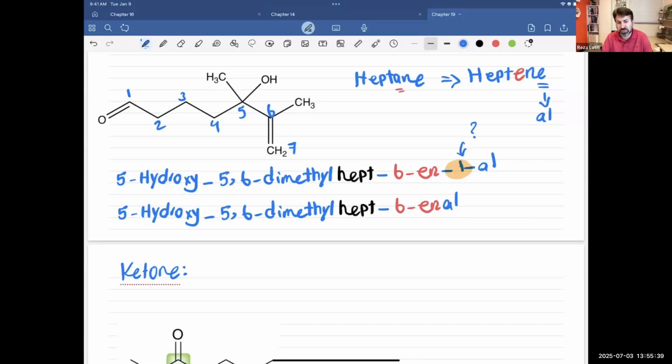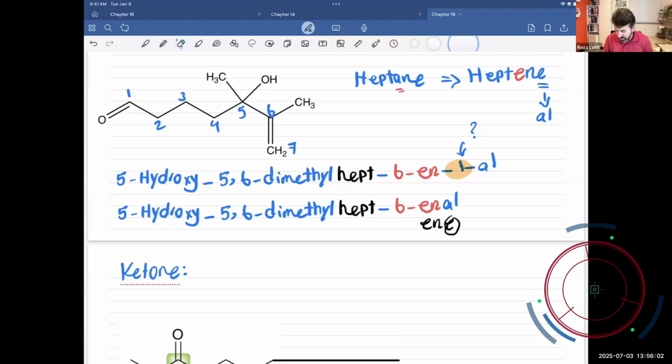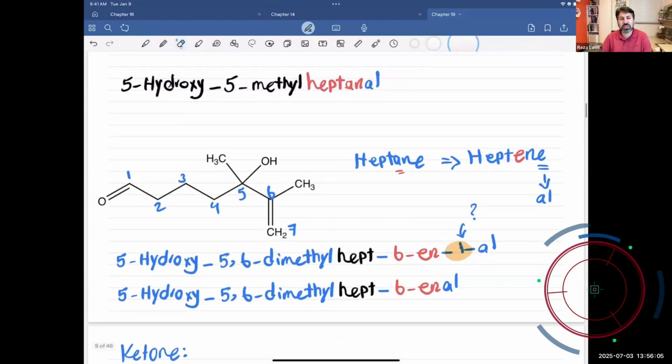So it will be 5 hydroxy, 5 and 6 dimethyl hept. And then we need to say the position of the double bond, 6 en, and we will add Al at the end because we are supposed to say 6 E-N-E. And we took the last E, we replaced it by Al to say that we are dealing with an aldehyde. And this is going to be the end of this lecture, and thank you very much.